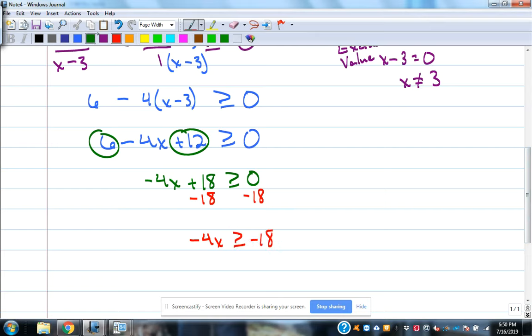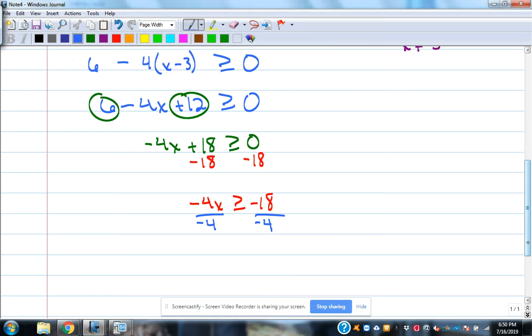And then I divide by the negative 4. And when I divide by a negative with inequalities, what do you have to do? Change the sign to a less than or equal to. And then that'll be positive 9 over 2. I'm going to leave it as a fraction. There. All right. Now, what that tells me is I've got to check some things about 9 over 2.